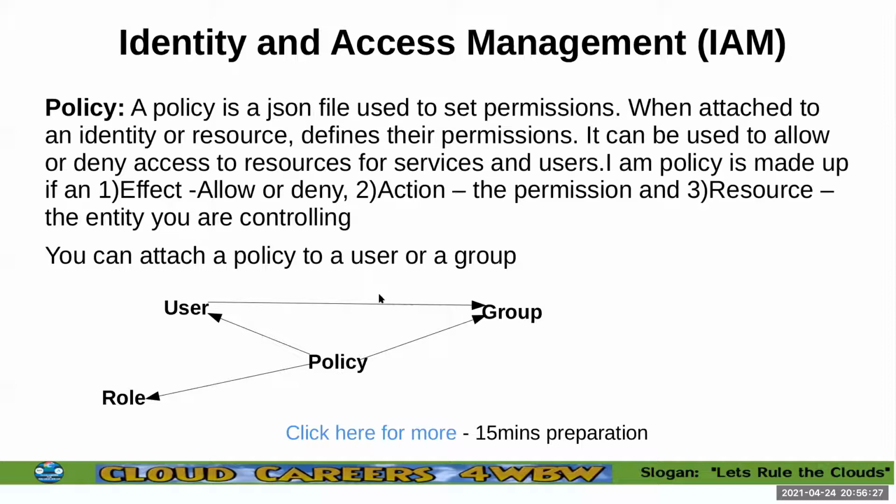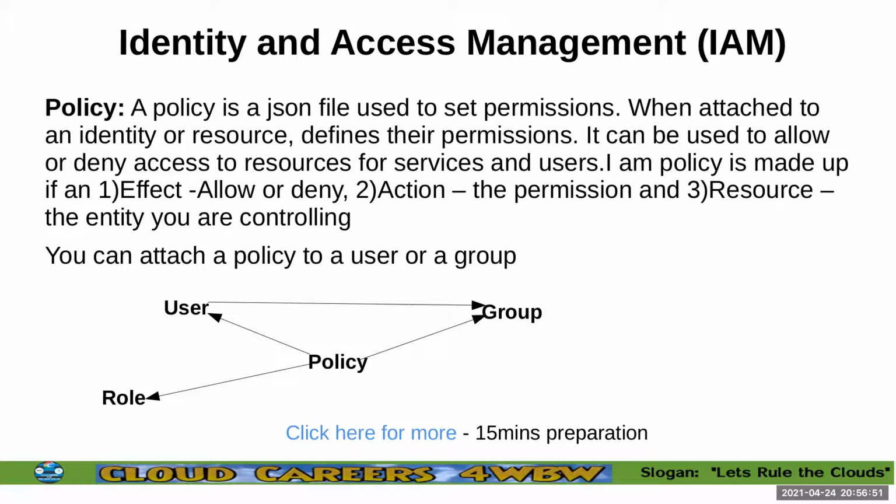And then regarding the policy, a policy is a JSON file used to set permissions. We have been talking about permissions, but where are they set? It's actually done on a policy. It's a JSON file. I think I have an example of that. So when you attach a policy to an identity or a resource, it will define the permissions it will have.